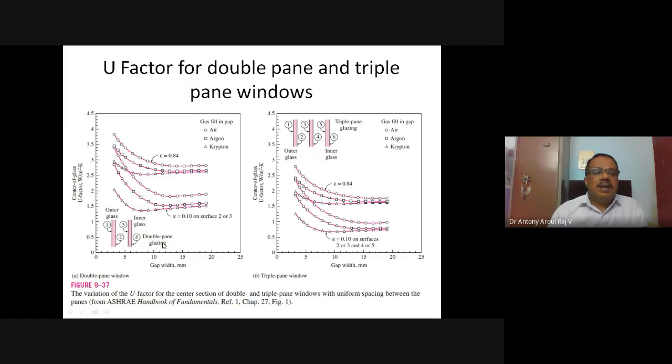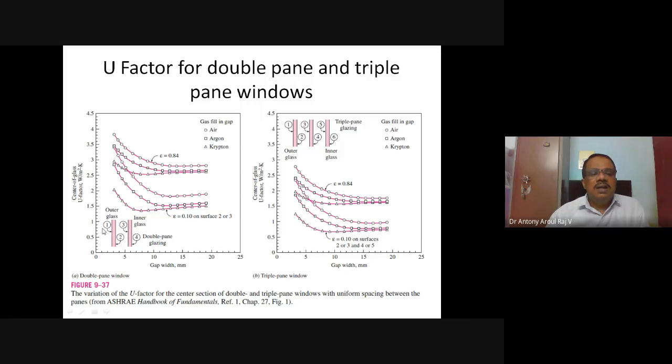Similarly, I have a triple pane window. So here you can see three glasses: 1, 2, 3. So this is a triple pane glazing. Inside we will be filling with inert gas, and here you can see in 2, 3, 4, 5, I am fitting the low emissivity glass. So you can ask why I have to fit this low emissivity glass here.